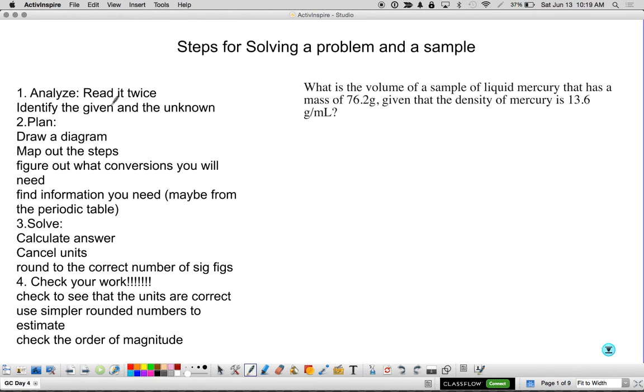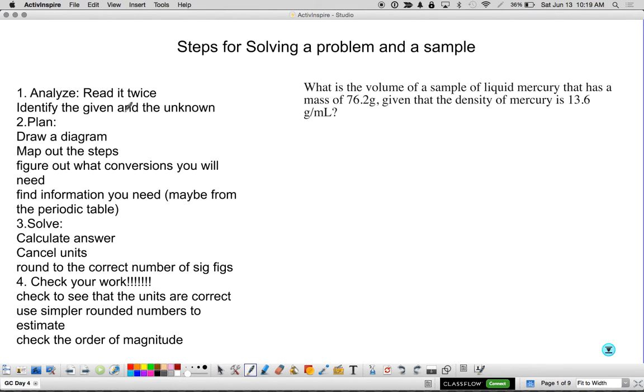So here I have all the steps written out, and here I have a sample problem. Now, granted, this is a very, very simple problem, and you could probably solve it without using these steps. But I want you to practice applying these steps to a simple problem so that when we go from a one-step problem to a 10-step problem in the spring, you have the tools in your toolbox to handle that. So, first step, analyze.